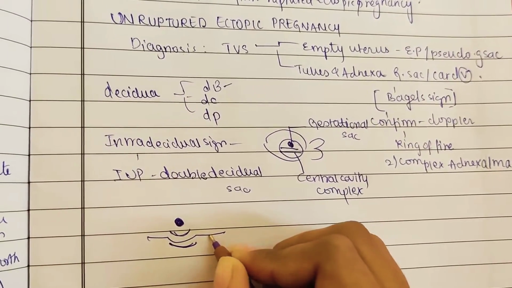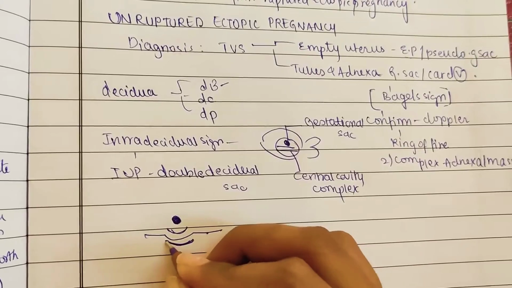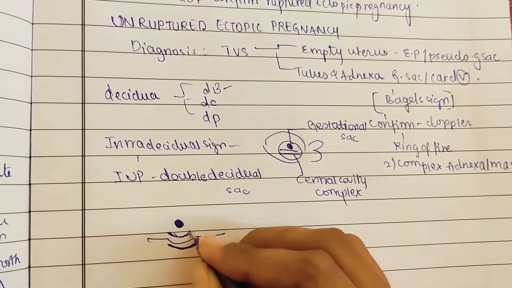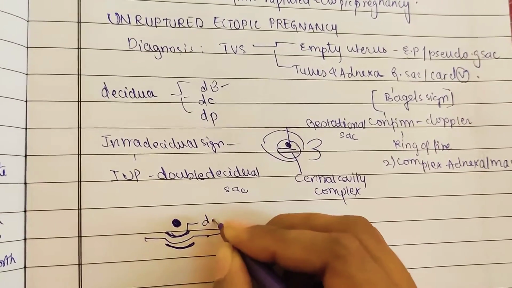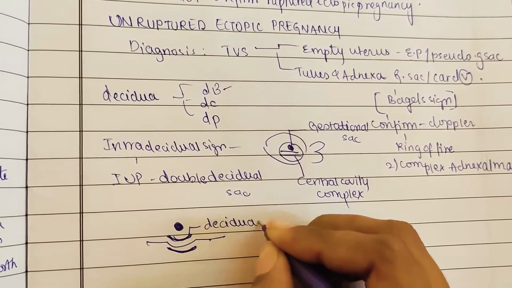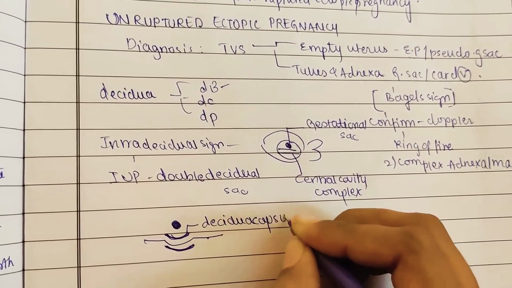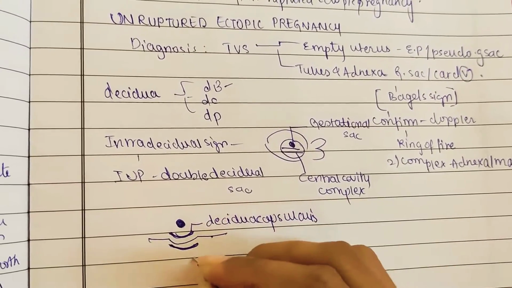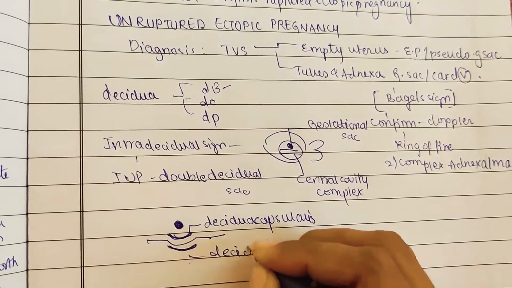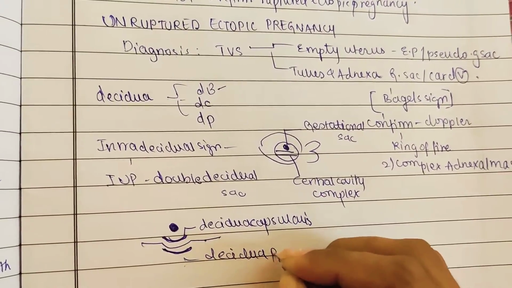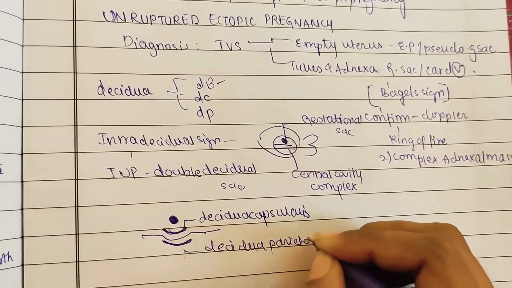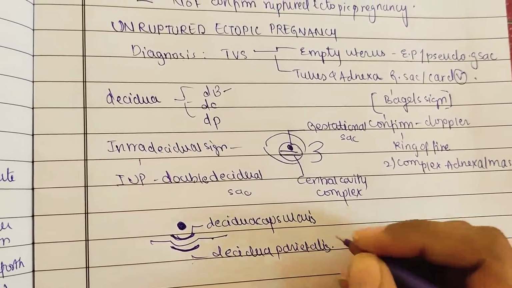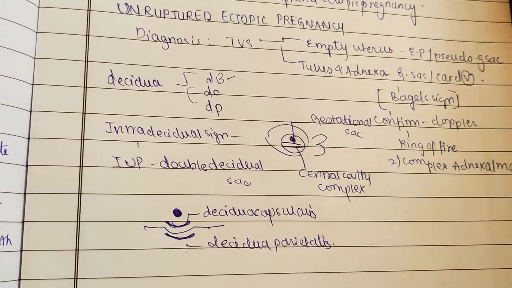This is the central cavity complex, and what you see on the outside is the decidua parietalis, and what you see on the inside is the decidua capsularis. About this we already discussed very nicely in previous videos, so you can check that out. This is decidua parietalis. So this is called the double decidual sign.